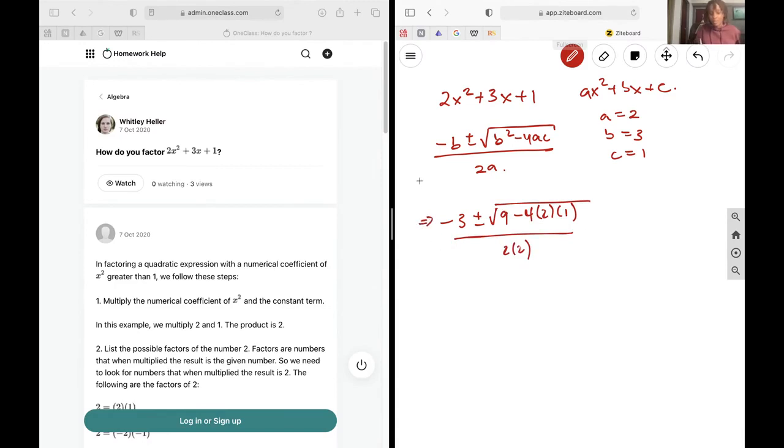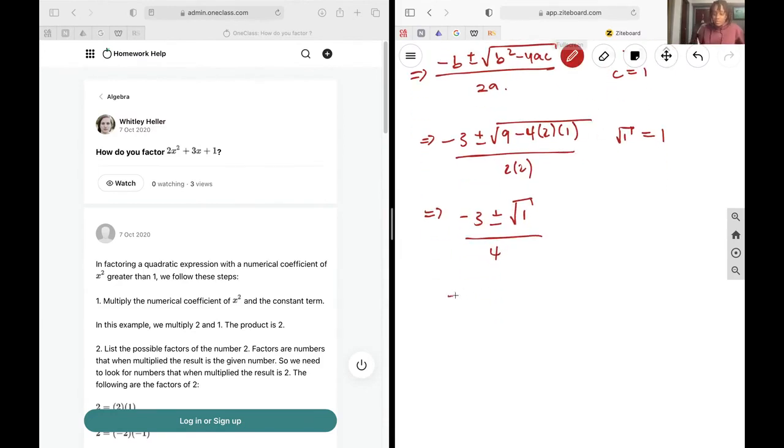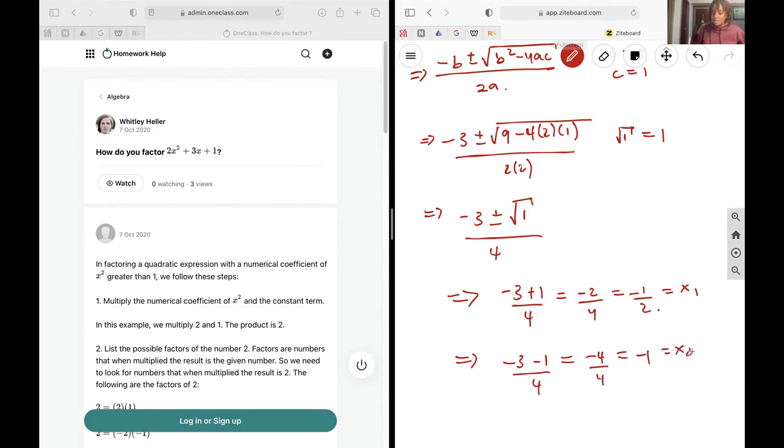So let's go ahead and simplify this to become negative 3 plus or minus the square root of 9 minus 8, because 4 times 2 is 8, times 1 still remaining with 8. So 9 minus 8 is going to give us a 1. So the square root of 1 over 4. The square root of 1, we know, is just equal to 1, because 1 squared is 1. So my two answers would be negative 3 plus 1 over 4. That becomes negative 2 over 4, which is negative 1 over 2. So this is equal to x1. For my second answer, I have negative 3 minus 1 over 4, which is going to give me negative 4 over 4, and that is simply going to give me negative 1, and this is going to be my x2.